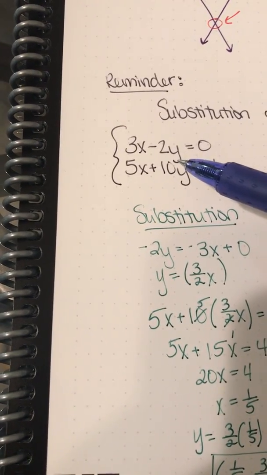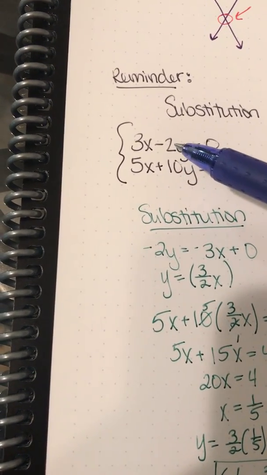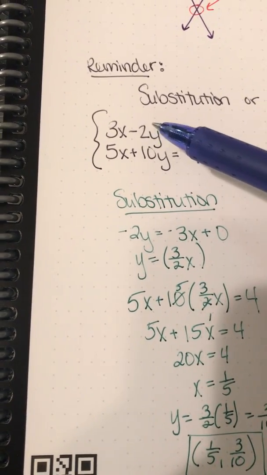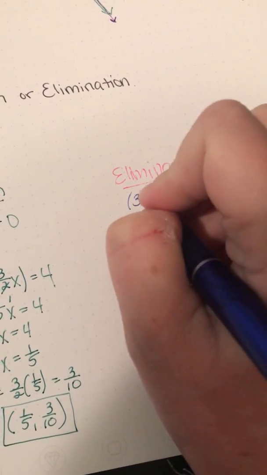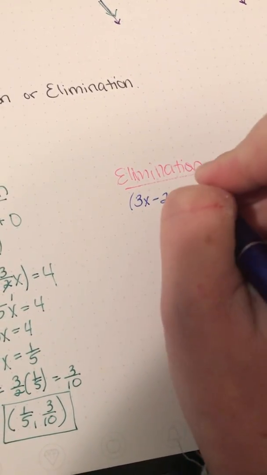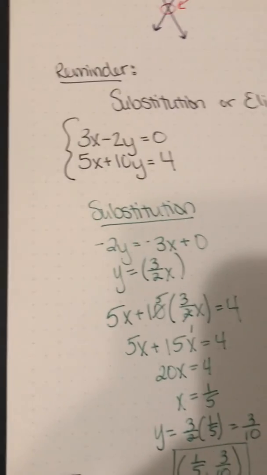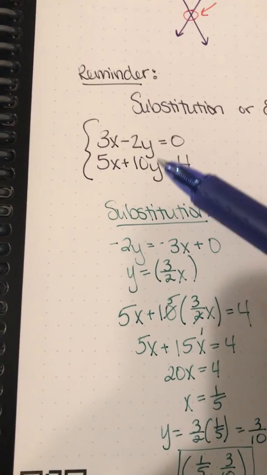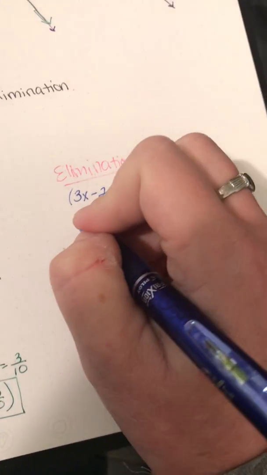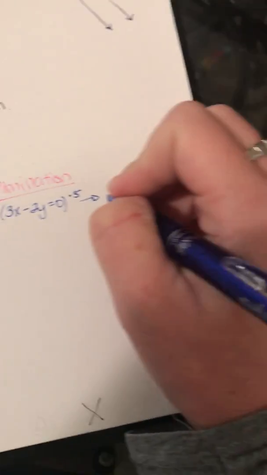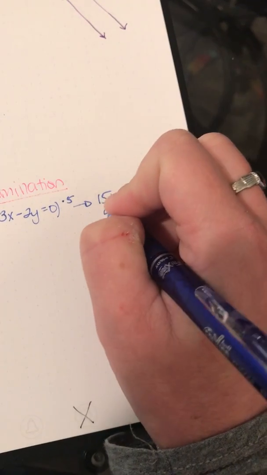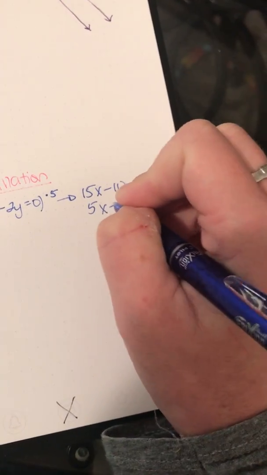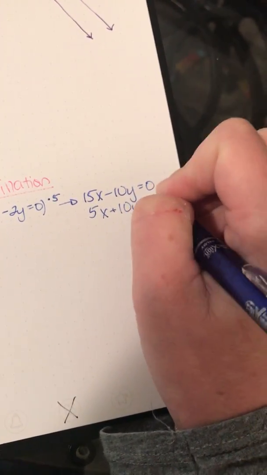So you need to not only find coefficients that are the same number, but they have to be opposite signs, because when you add them together, what do? Eliminate. So I'm going to take the first equation, which is 3x minus 2y is equal to 0, and multiply it by 5, because I see right away that my y's have opposite signs. So we get 15x minus 10y is equal to 0, and then below it I'm going to write the other equation, 5x plus 10y is equal to 4.